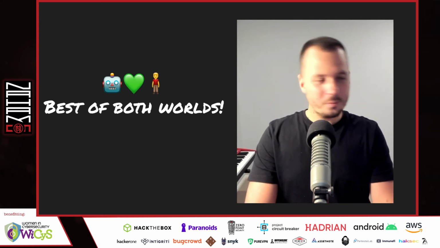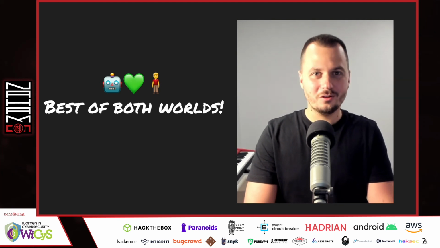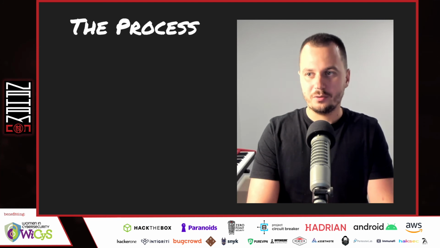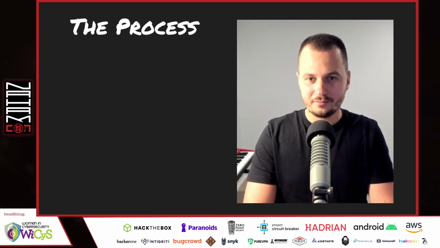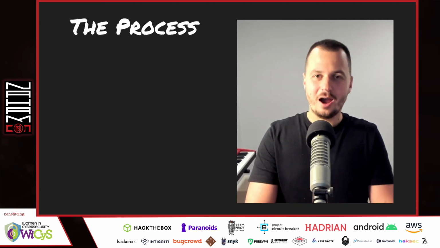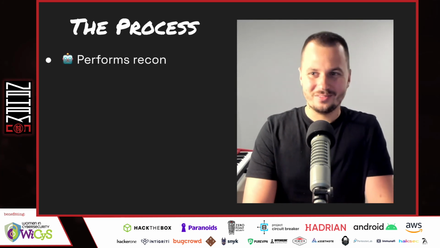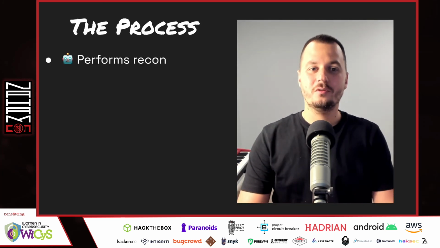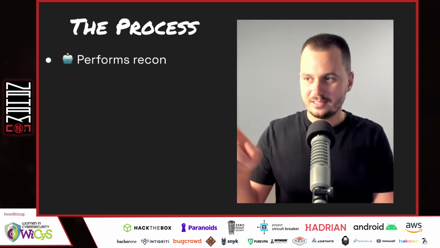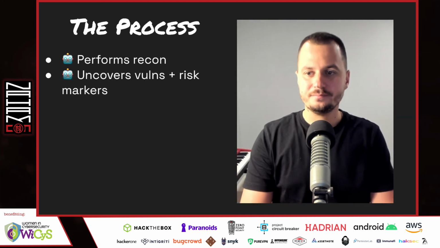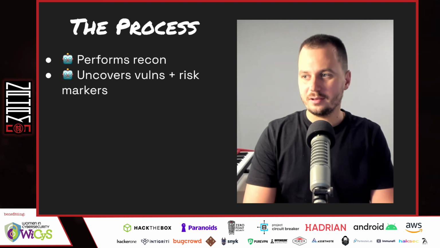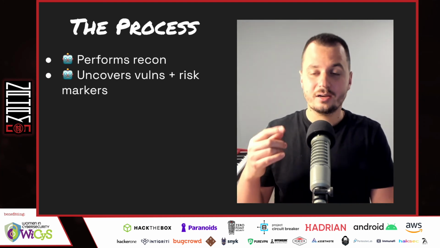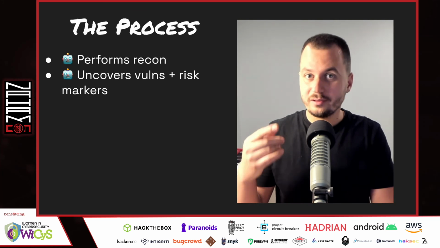So here's what the whole process would look like. We've talked a lot about the different pieces, but this is basically what the process would look like for a task-based hybrid approach. The first thing that would happen is the automation performs reconnaissance, and it does that continuously, over and over again. After it does the reconnaissance, it can also start uncovering vulnerabilities and risk markers.